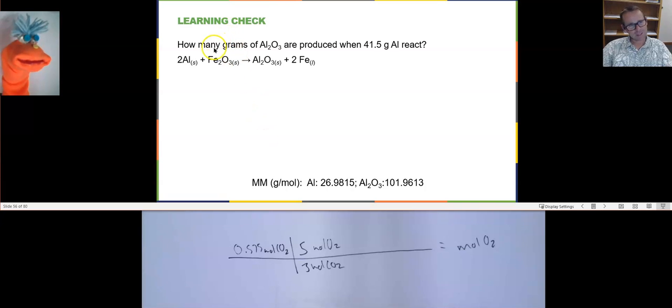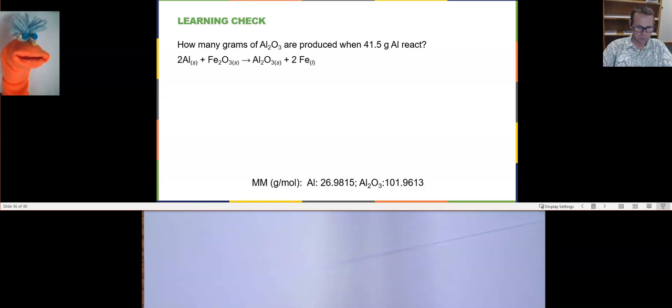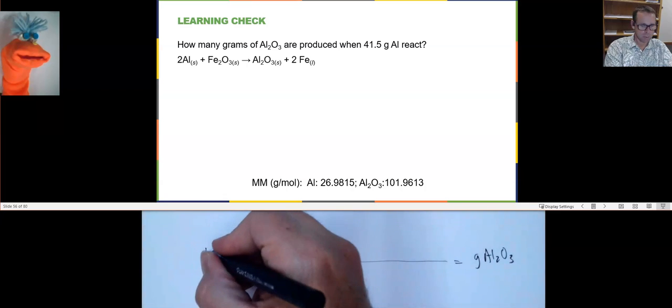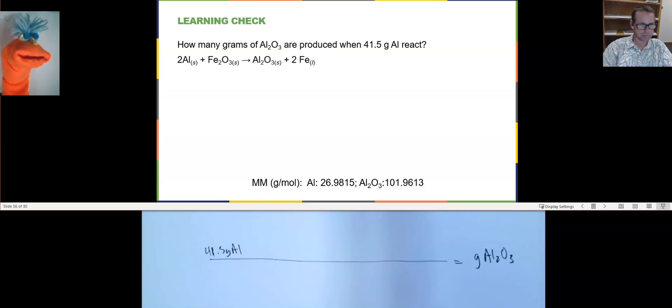We can extend that to masses. How many grams of aluminum oxide are produced when 41.5 grams of aluminum react? All right. If I start with 41.5 grams of aluminum and I want to react that much, how many grams of aluminum oxide am I going to have at the end? Grams of aluminum oxide can relate to my 41.5 grams of aluminum. I can see that the amount of aluminum here relates to the amount of aluminum oxide that I get in my products in a 2-to-1 molar ratio.